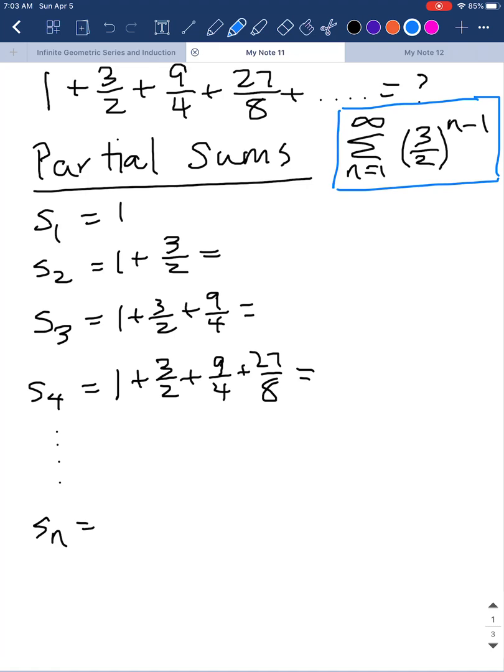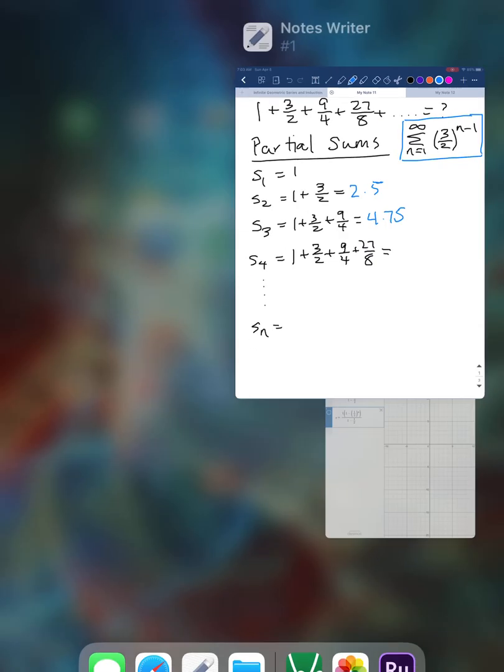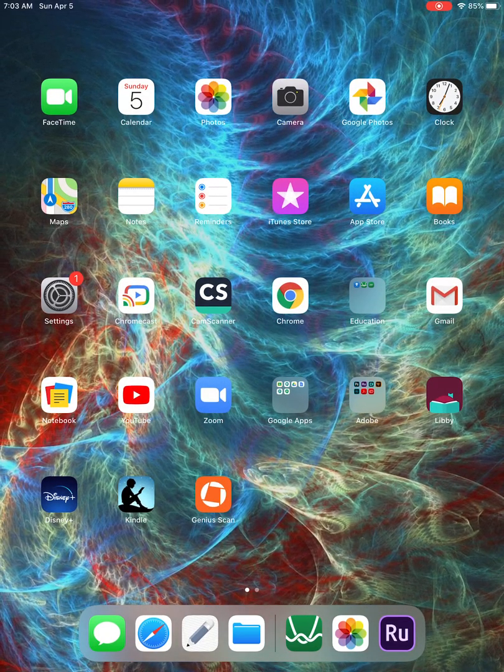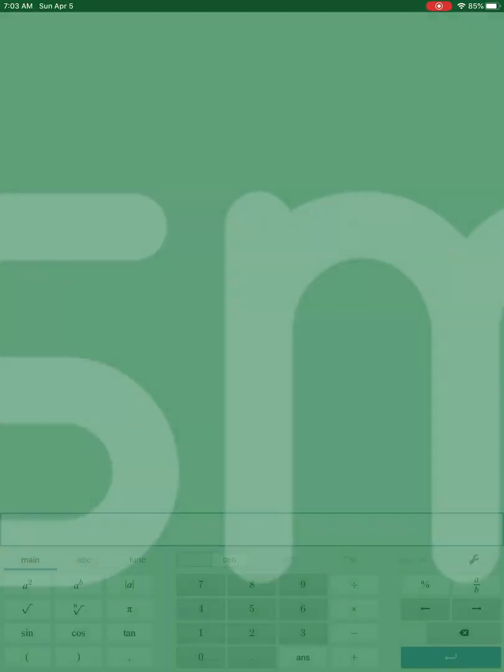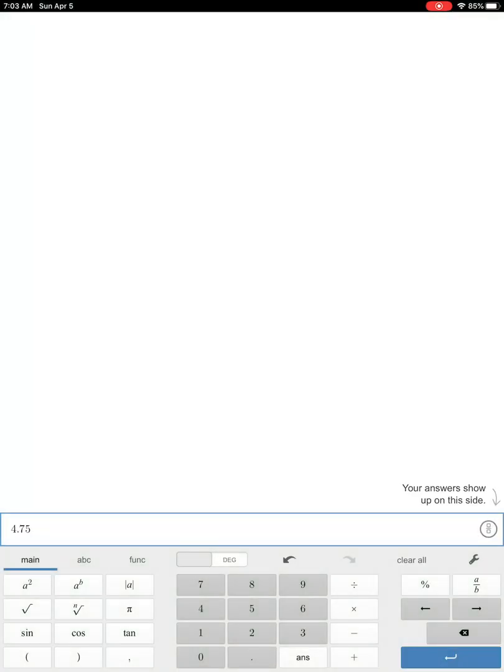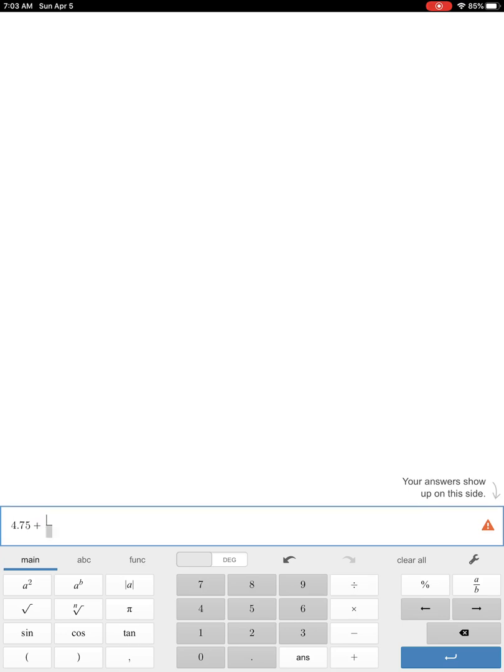For S sub 1, clearly it's just going to be 1. The sum of the first two terms is going to be 1 plus 3/2, which is 2.5. The sum of the first three terms is going to be 1 plus 3/2 plus 9/4, which is 4.75. And if we added 27/8, let's see what that would be. 4.75 plus 27/8 gives me 8.125.